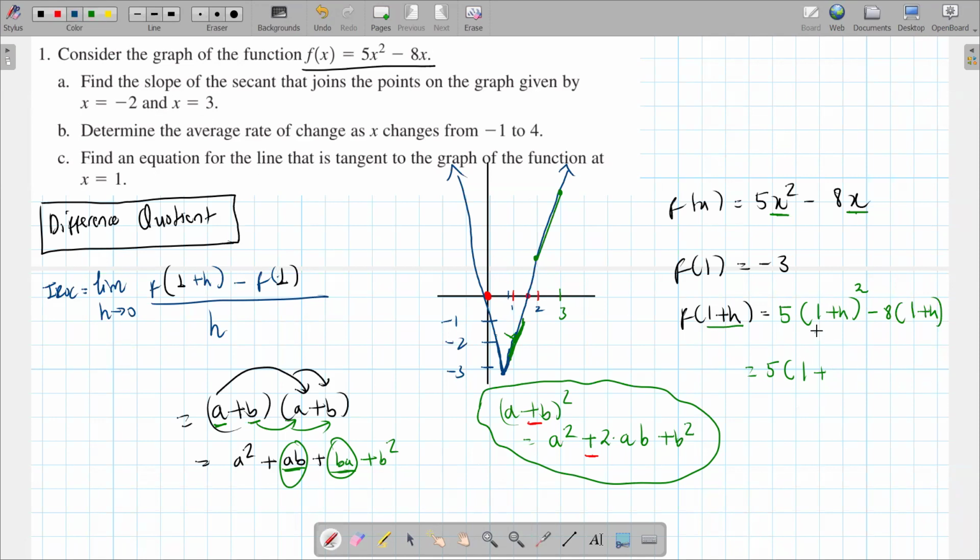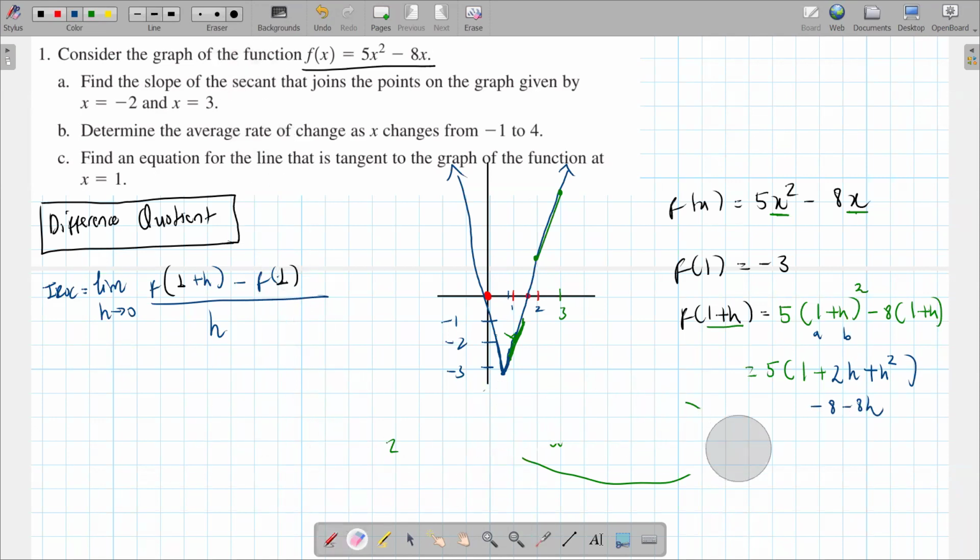So this is your a, right? 1 is your a, and b is h. It's going to be 1 plus 2 times h plus h squared. And then we open this bracket, we get minus 8h. And here, this is just collecting like terms.